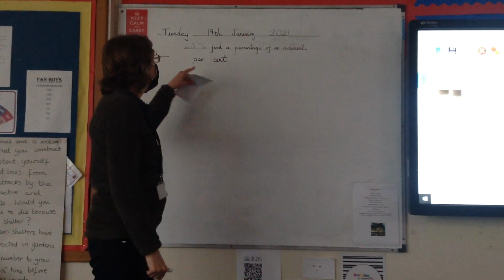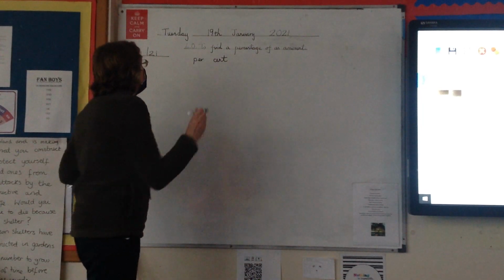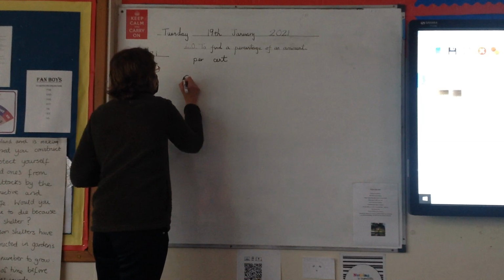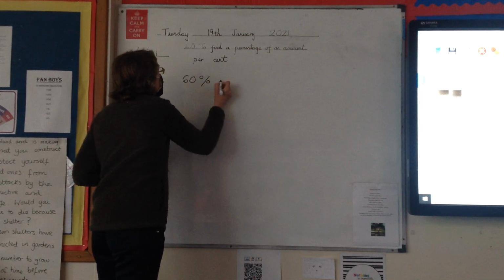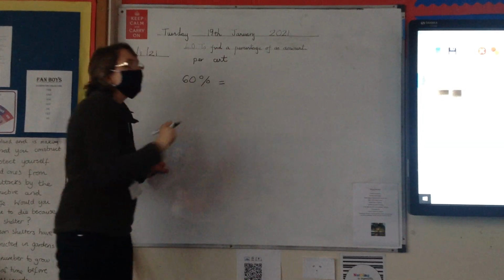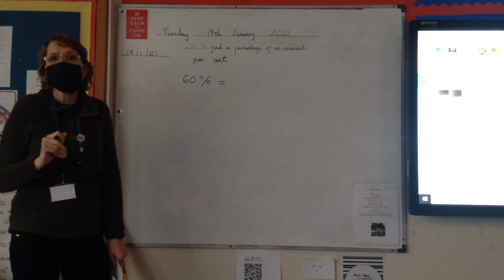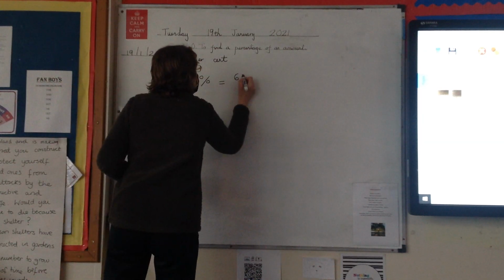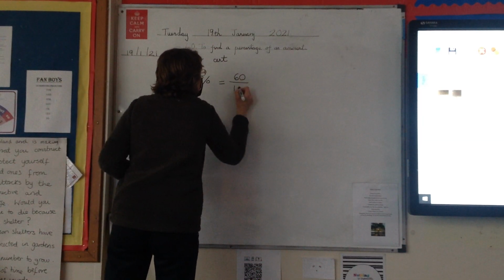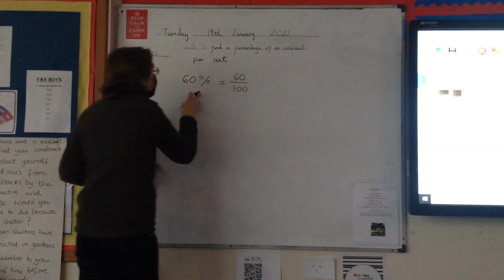Okay, so we know percent is out of 100. And we know if we had 60%, we know how to write that as a fraction. How would we write that as a fraction? 60 over 100. 60 out of 100. It's got to be out of 100 because it's percent. And percent is out of 100.